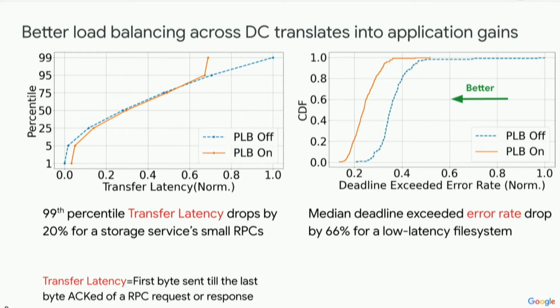The right graph here shows the effect of PLB on application level. Here we are looking at deadline exceeded rate for a low latency file system. RPCs belonging to this application need to be completed within a deadline, and PLB reduced the median error rate by about 66% for this application.